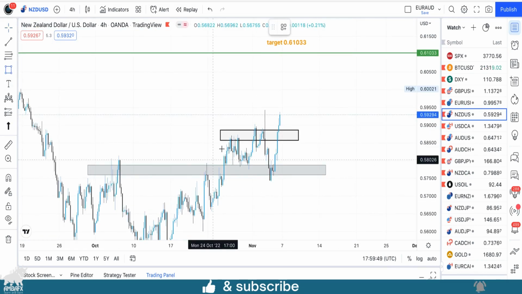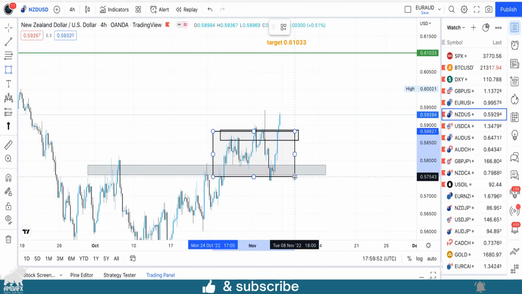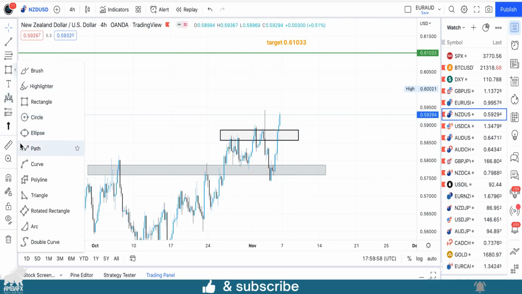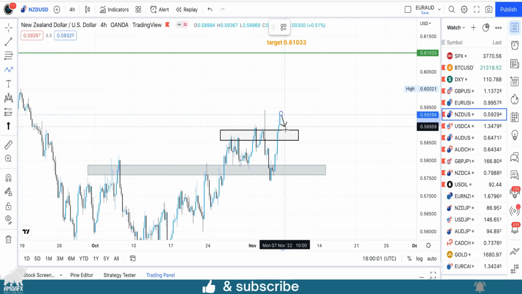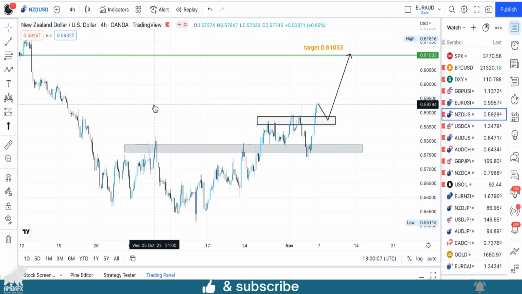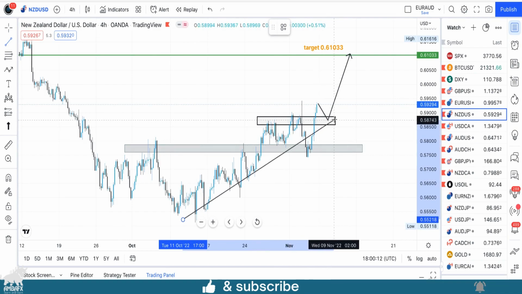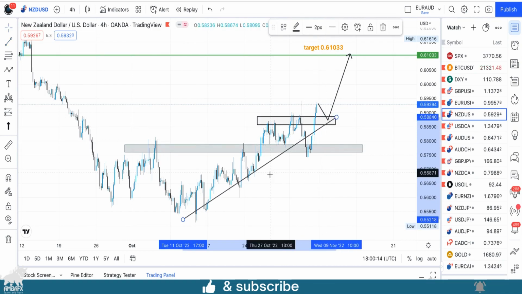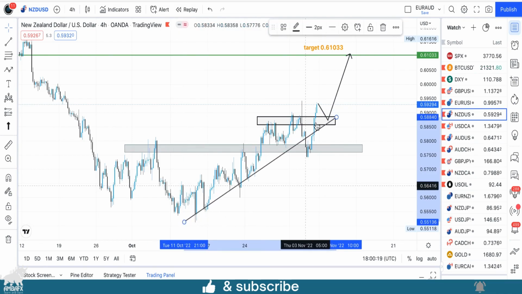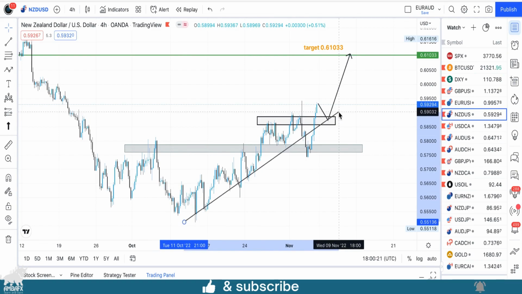As you can see, this resistance in the 4-hour time frame. Then, this should be a range, but let's delete it. So we have broken this resistance. So this is what I'm looking at. I'm looking at a retrace to this side, then a move to 0.61033. So if you use a trend line here too, you can see that that place is, let's say, a sure bet for us to take that particular trade right there.